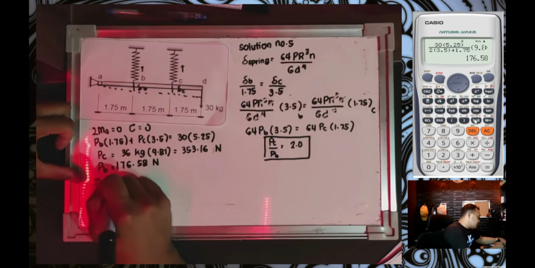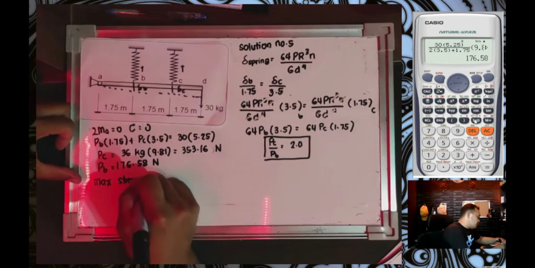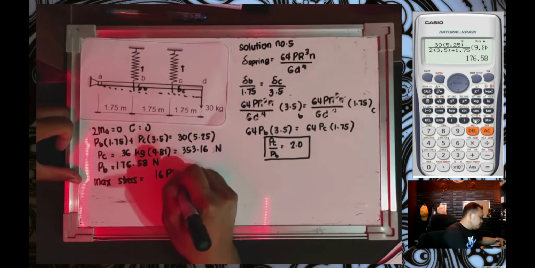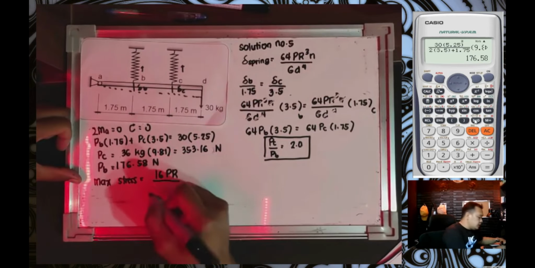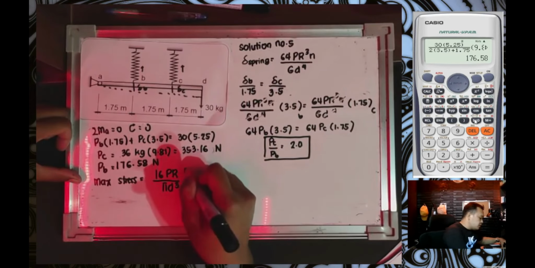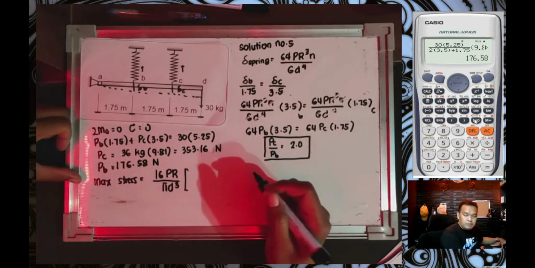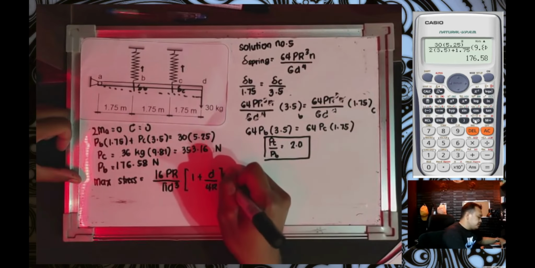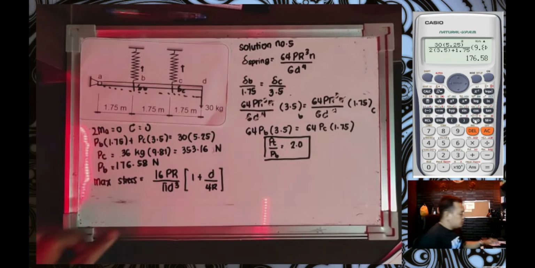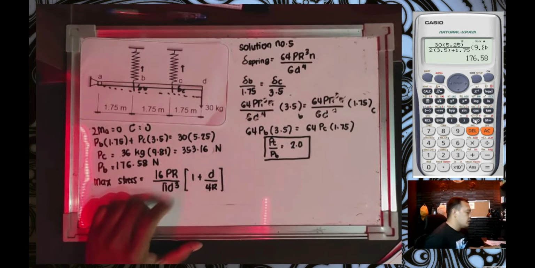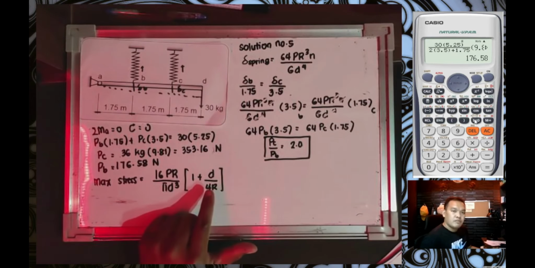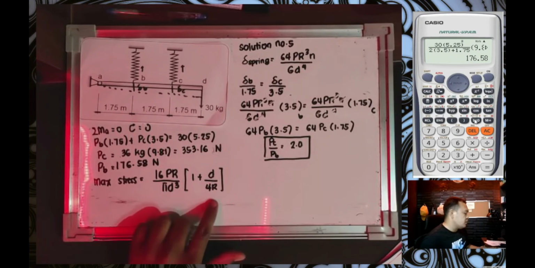Max stress is equivalent to... we have another formula for max stress, which is 16 P R all over pi d cubed multiplied by 1 plus d over 4r. Okay. So, just put in the values. You have P and you have R. The R is given earlier, so put 150 divided by 2. Then the D is also given earlier as 10 mm. Then the R again, the same.